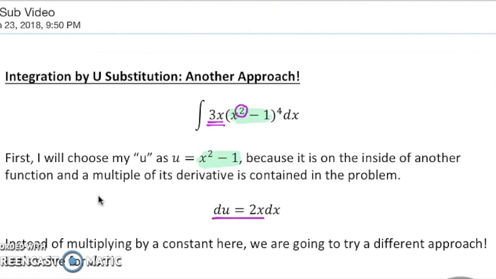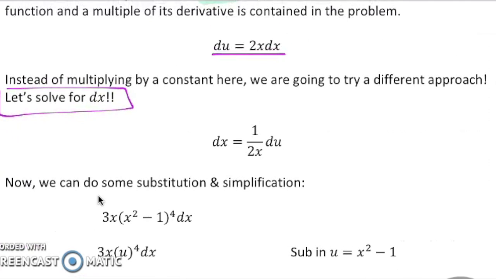Then I'm going to find du. So the derivative of u would be 2x dx. And instead of multiplying by a constant here, which is what we did yesterday, I am going to instead try to solve for dx. So this is the change in what we did, okay? So dx here, if du is 2x dx, divide both sides by 2x, and so dx would be 1 over 2x du. So that comes directly from this. So this is where we need to be careful.